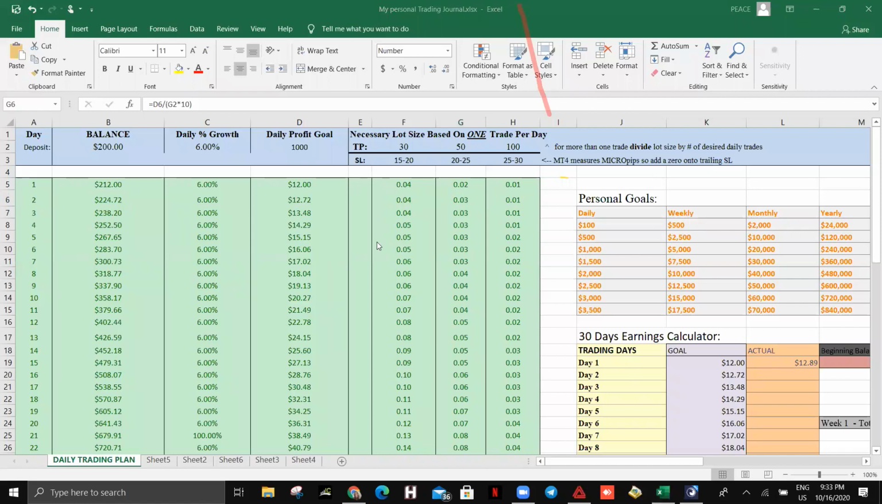Okay, now this is the trading journal. This one represents your daily growth, what you want every day. It could be monthly, it could be weekly, but I prefer it to be daily. Then the balance should be the amount that you have in your trading account. So let me give you an example. Say you have $2,000 in your trade. Okay, let me go low. Let me start with $200. And you are saying every day I want to make 6% growth on my account.